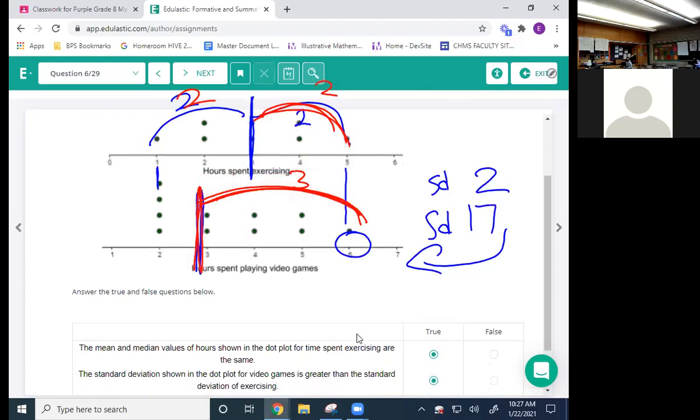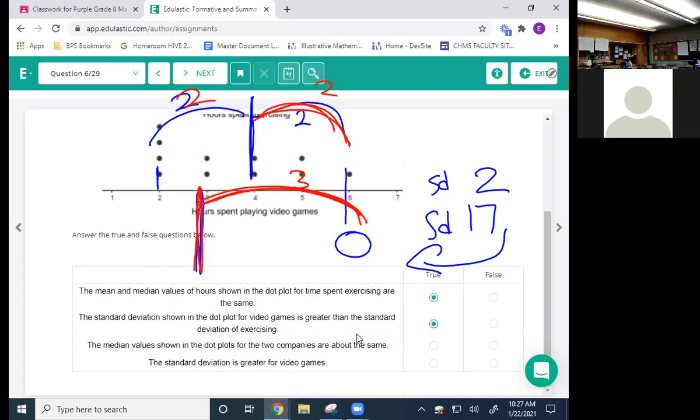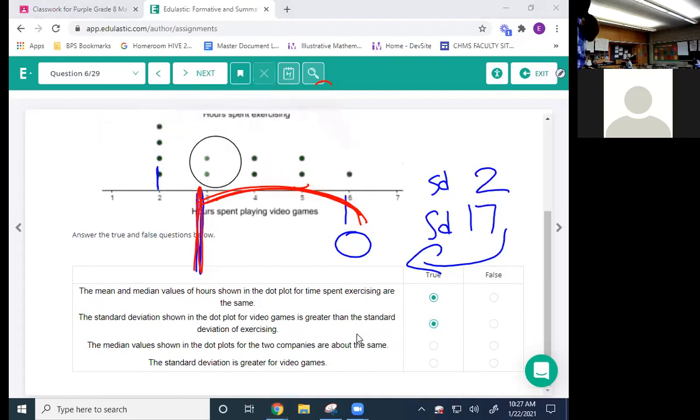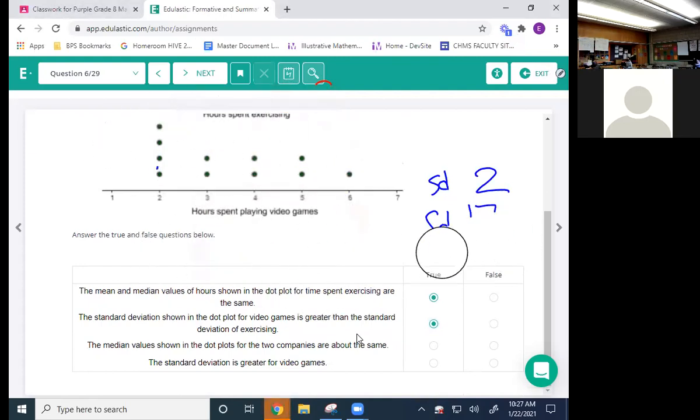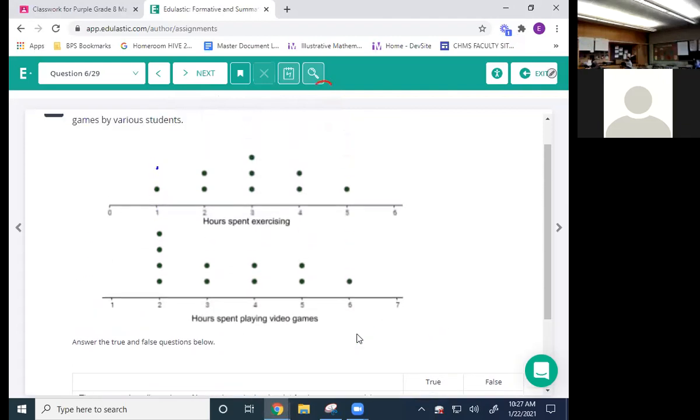Okay. Let's take a look at the next one. The median values shown in the box plot for the 2 companies are about the same. So our median values are about the same. One second, let me scroll back up so we can look at both of them. What do we think?